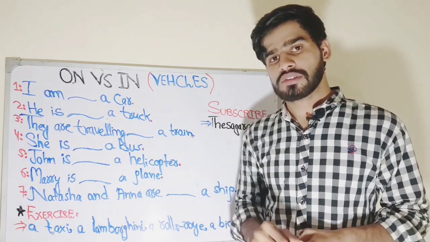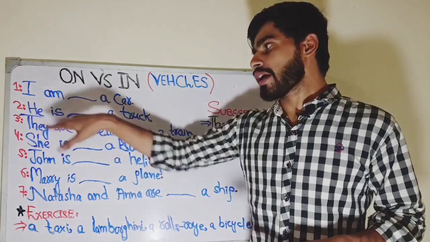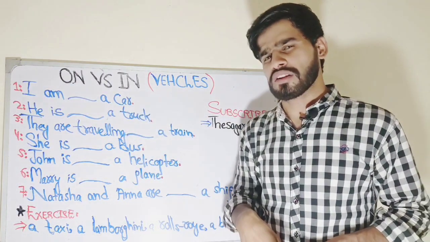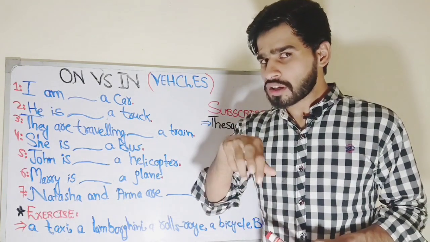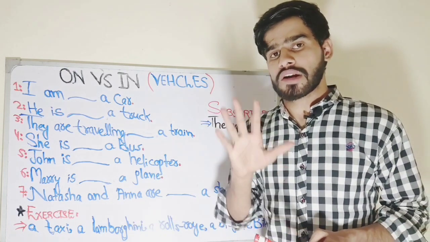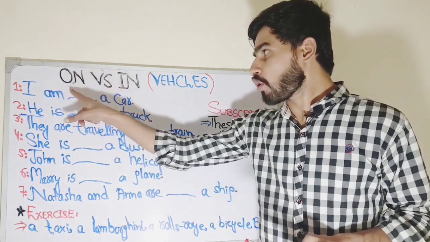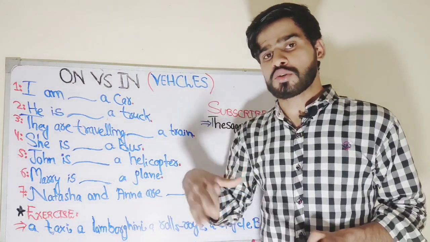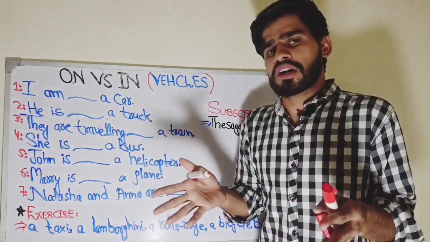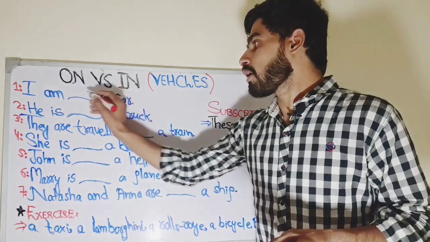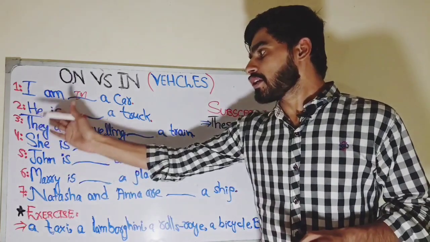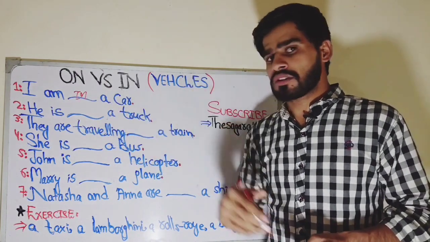How? For example, let's do this exercise. I am dash a car. Well, I have a question. Can you walk in the car? No, you cannot walk in the car. The vehicles in which you can walk, use on. The vehicles in which you cannot walk, use in. So here you cannot walk in a car, so use what? In.